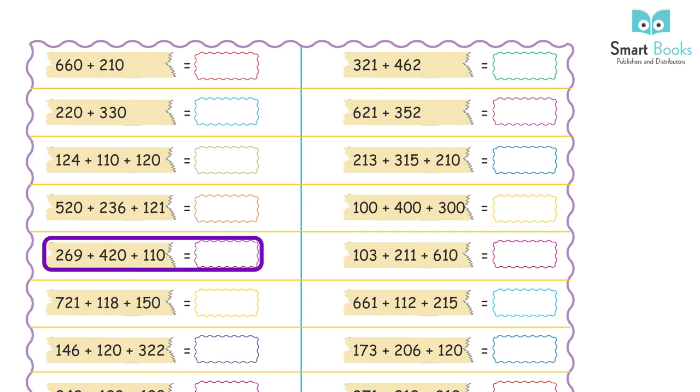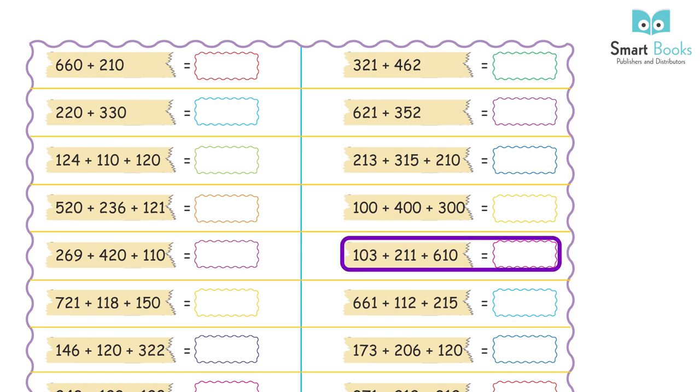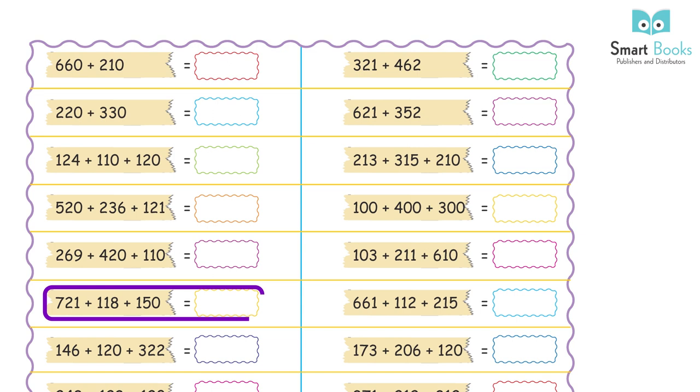269 plus 420 plus 110 is equal to 799. 103 plus 211 plus 610 is equal to 924. 721 plus 118 plus 150 is equal to 989.